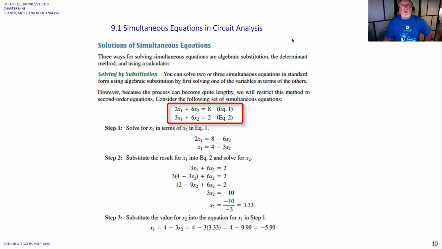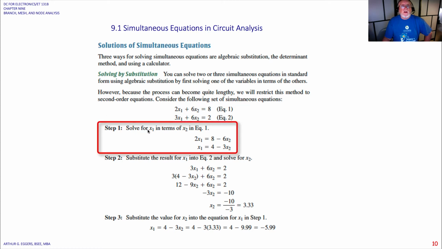So we've got two equations. They've been put in standard form. How can you tell that? Well, column 1 here is all the x1 terms. Column 2 is all the x sub 2 terms. And then column B is our constants. So step 1 says we're going to solve x1 in terms of x2 in equation 1.